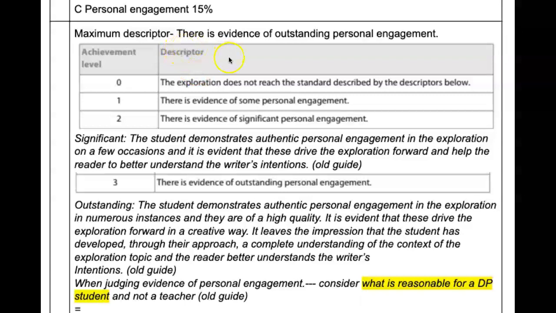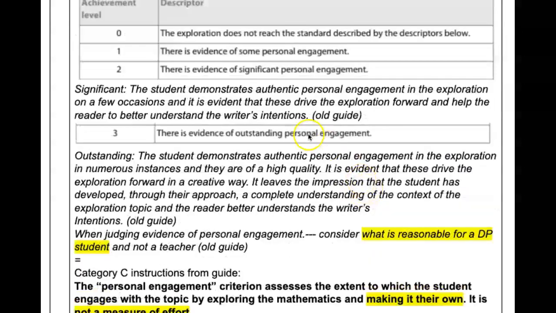Category C, personal engagement. This is sometimes hard for students to understand, how you show personal engagement, but you do not talk enthusiastically. You do not try your darndest during the process. Those two things don't demonstrate math personal engagement. So what does show math personal engagement?